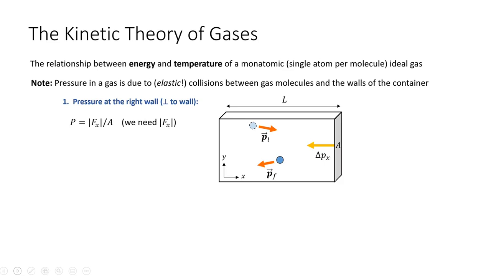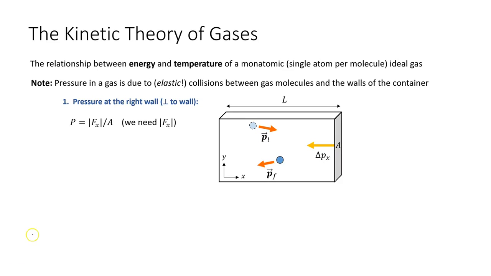All right, so for this example, we're going to think specifically about collisions with this right-hand wall here, which has a surface area A. The pressure is really going to be due to the force exerted by the molecules as they collide with that wall in the direction that's perpendicular to the wall. In this little coordinate system that I've drawn in, I've defined the direction perpendicular to that wall to be the x direction. So we're interested in the force exerted by molecules as they collide with that right wall in the x direction.